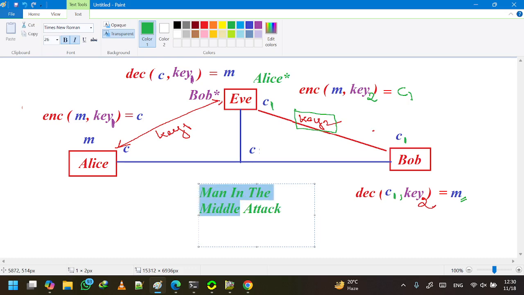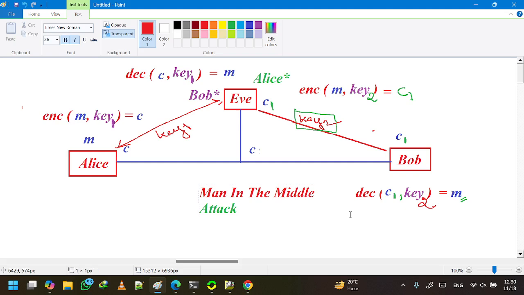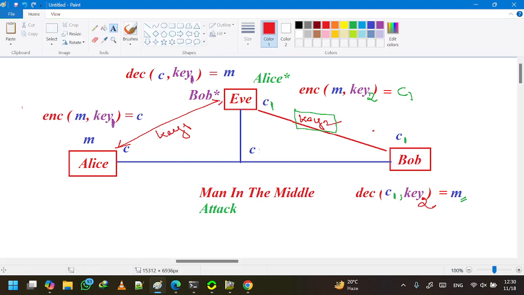So in this man in the middle attack, they did not modify the message. They just perform a passive attack. That means they did not modify the message. They just opened the message and decrypted the message, then encrypted it once again. So the release of message content was performed by Evil Eve. So in practice, what do we do?